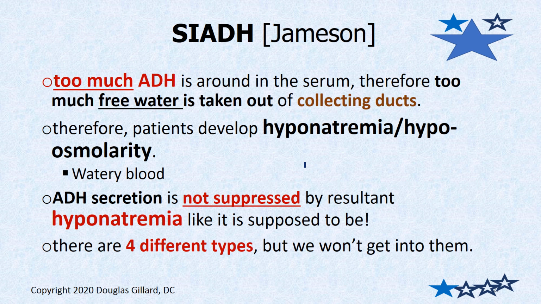Too much ADH is around in the serum, and that's going to cause the reabsorption of too much free water, and that's going to, as we just said, make the blood water rich. So you'll have not enough sodium. So you have hyponatremic blood, or you could say you have hypoosmolality or hypoosmolarity. You have watery blood. And ADH secretion, for whatever reason, is on and can't be turned off. So what in the world can do that?